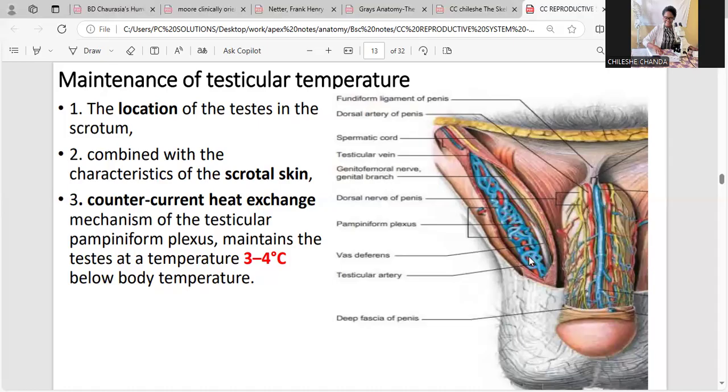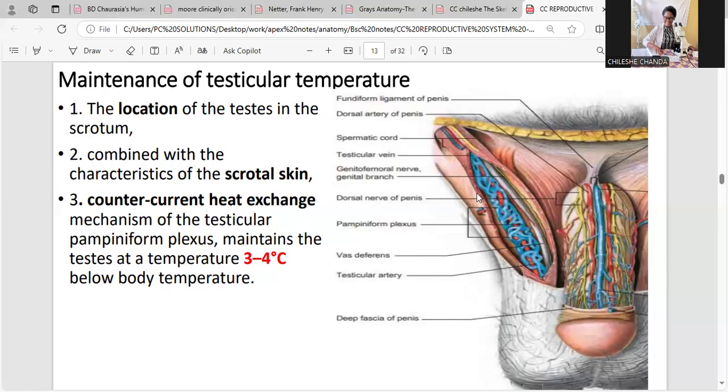The other thing that happens is the counter-current heat exchange. If you see this kind of arrangement of blood vessels, there are veins that are surrounding just this one artery in the middle. Now, these veins are known as the pampiniform plexus. This pampiniform plexus is the one that carries blood from the testis back to the body. And then we have this testicular artery, which brings blood from the body to the testis.